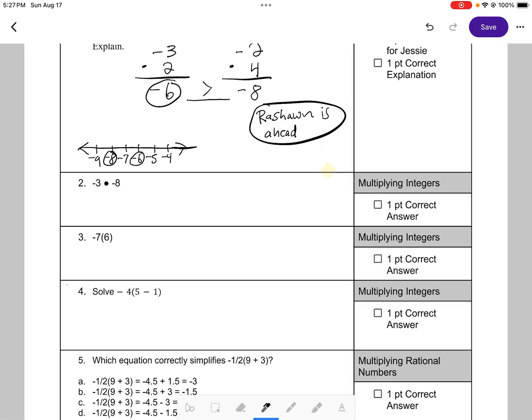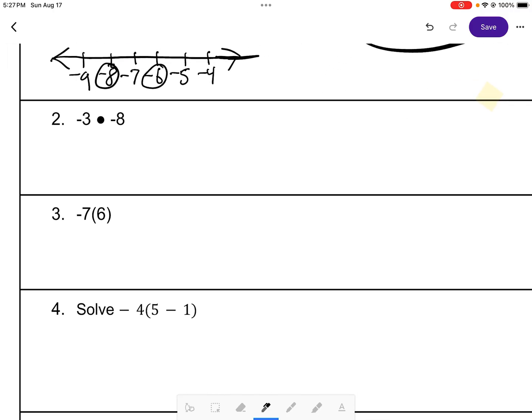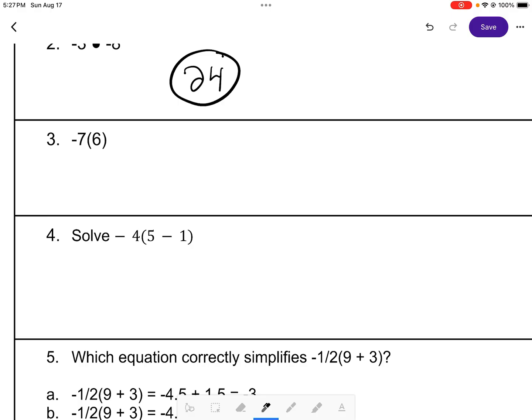Moving down to number 2, -3 times -8. These are just multiplication facts. So I know when I multiply 2 negatives together, they become positive, and 3 times 8 is 24. Number 3, same thing. We're multiplying. Remember those parentheses when they're up against the integer? That means we multiply. So -7 times a +6, and -7 times 6 is -42.